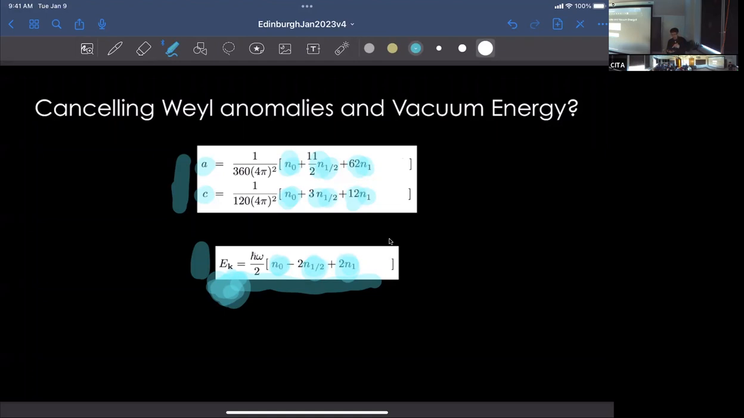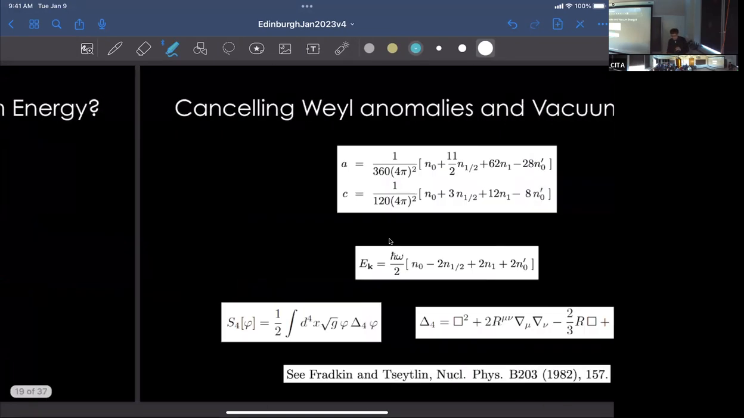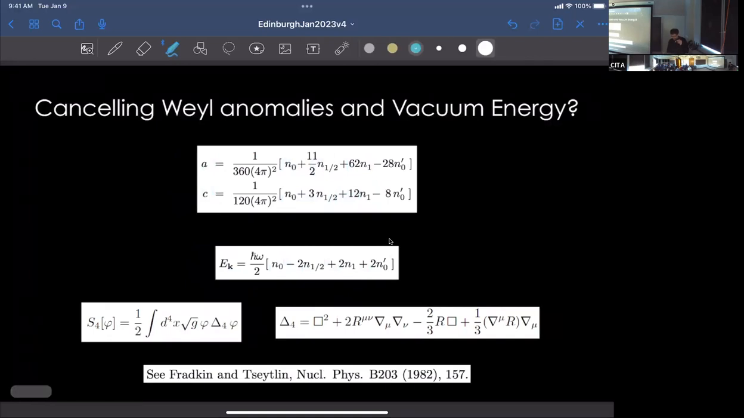The usual story is that because this doesn't cancel in the standard model, you get the predicted huge vacuum energy, which diverges as the cutoff to the fourth power. So what we noticed last year was that there is another way to couple a scalar field to gravity conformally in four dimensions. There's two ways to do it.